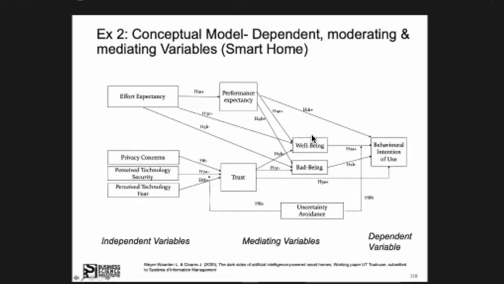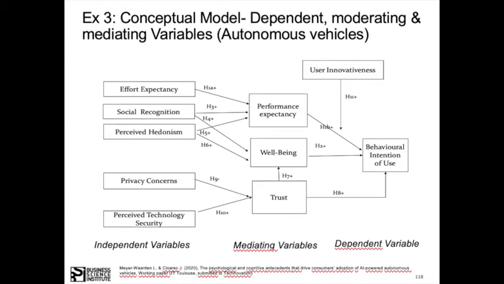Or the higher the mediating variable well-being, the higher should be also the behavioral intention to use. Technology security should have a positive impact on the mediating variable of trust, which should then increase the behavioral intention to use. And we have a moderating variable, which is uncertainty avoidance. The more customers want to avoid uncertainty, the link between well-being and behavioral intention should be decreased. And the lower this uncertainty avoidance, the higher should be the impact of well-being on behavioral intention to use.